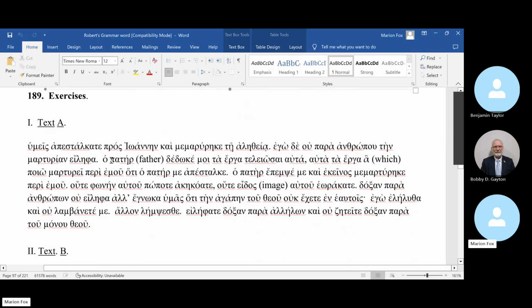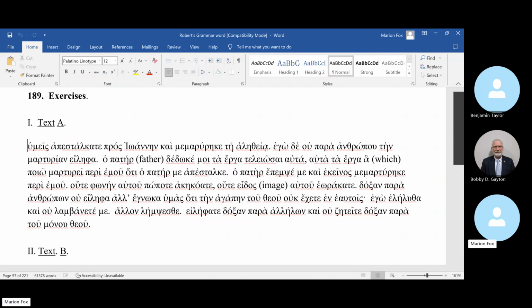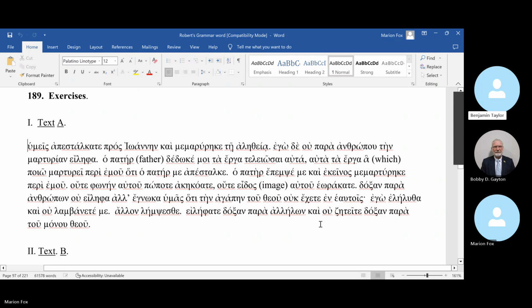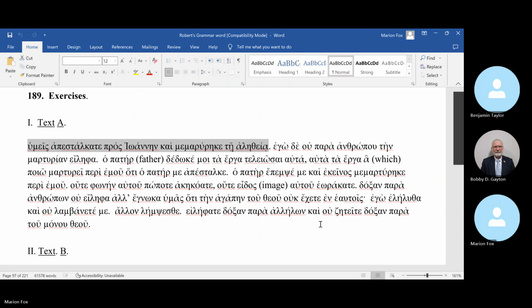Okay. Now, you want to try the first sentence there, one of you? Which one wants to go first? Benjamin, you want to take it first? Okay. Humeis apestalkate pros Ioannen kai memartureken te aletheia. I said, you have sent out to John, and he has testified with the truth.